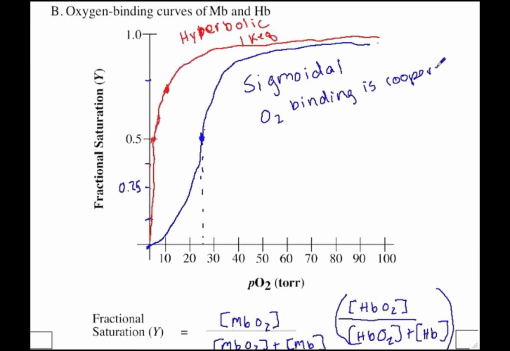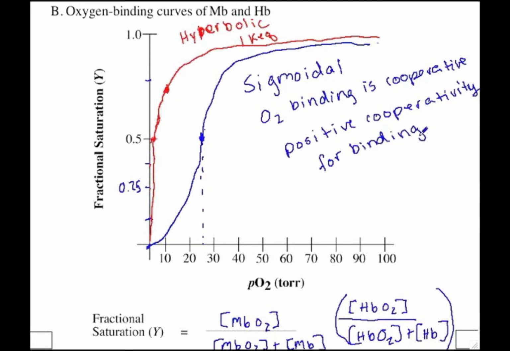That means that as one oxygen molecule binds, it makes it more likely, more favorable for the next oxygen to bind, and so on down. This is called positive cooperativity for binding. Notice how we're finding out that the structure of hemoglobin really is determining its function. The fact that it has multiple subunits is allowing it to display a sigmoidal rather than a hyperbolic binding curve.